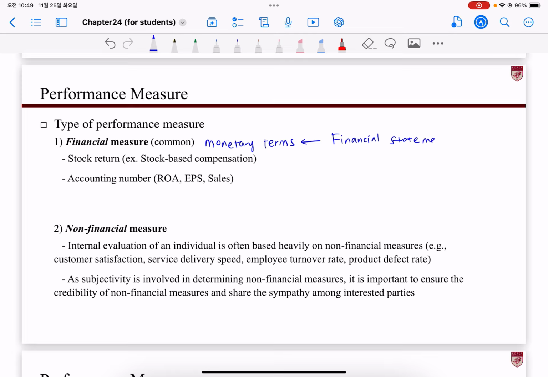Especially, these financial statements would include items like the income statement, IS, or the balance sheets, right? So using the numbers from the income statements or balance sheets, or even the market returns that are not necessarily from financial statements, but are still in monetary terms, they are called financial measures. Okay, so the stock returns.